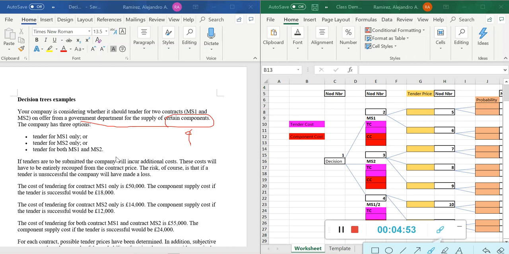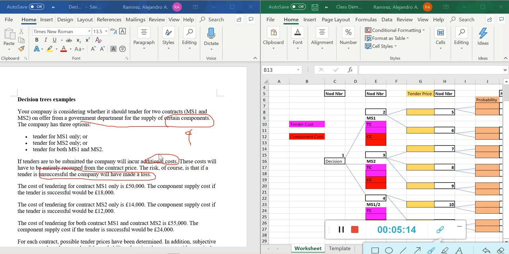So in this case, if tenders are to be submitted, the company will incur additional costs. So it means if I want to apply for this one, I have to pay additional cost. This cost will have to be entirely recouped by the contracted price. The risk, of course, is that if a tender isn't successful, the company will have made a loss.